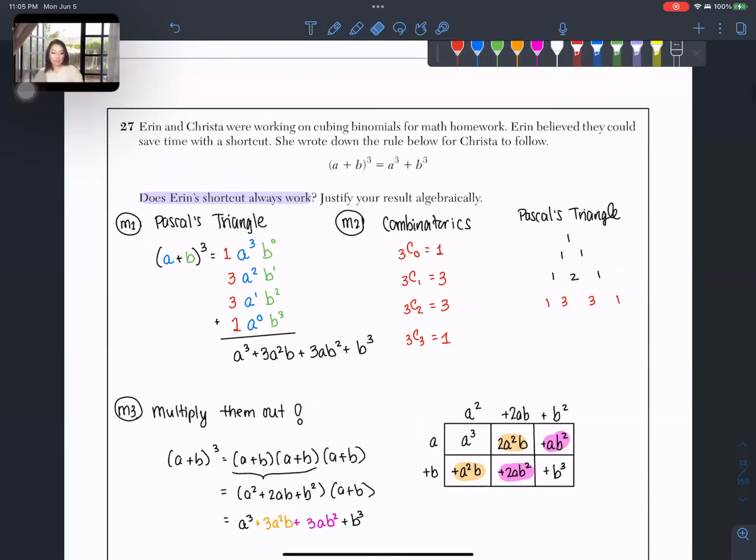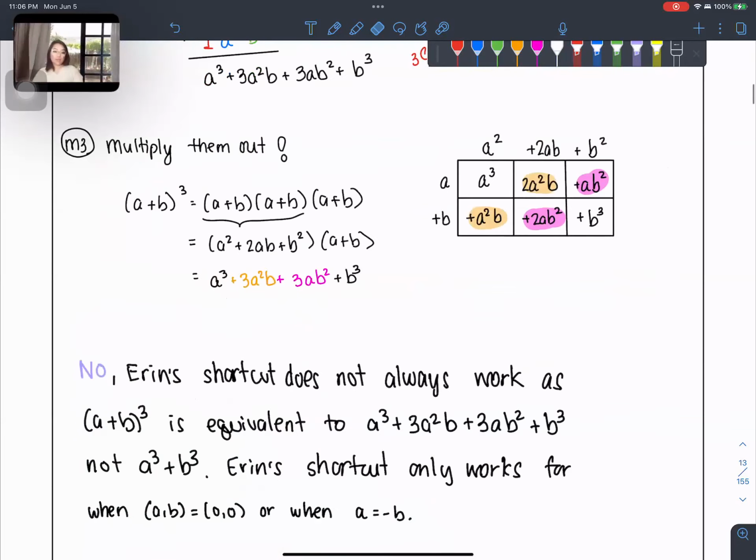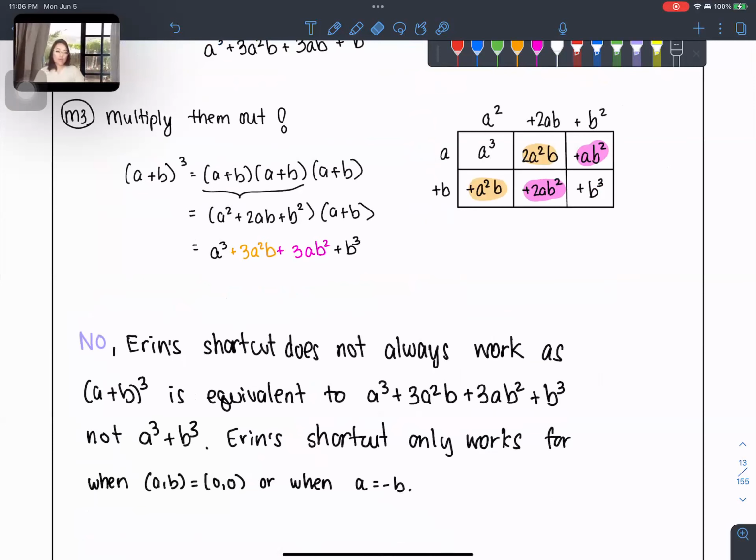Okay, so this one we did, and I don't remember if you remember the Pascal's triangle to find the coefficients of binomial expansions. You could use a Pascal's triangle if you remember the lesson, or you can use combinatorics if you remember the lesson. If not, that's okay. You can do it the old-fashioned way of multiplying the two binomials out and get a squared plus 2ab plus b squared, and then multiplying this by area model. You still get to the same position.